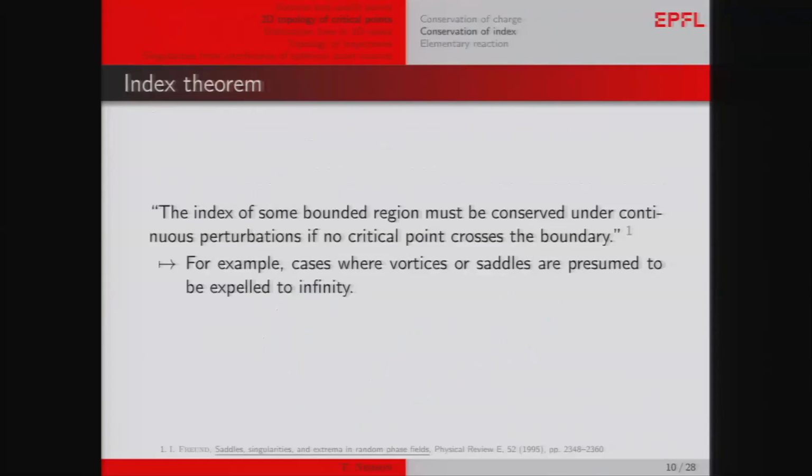Concerning the index theorem, it is the conservation of the index, topological index. Then it's quite easy. It just means that if you have an index, then it will be conserved in some bounded region. So for example, if you have a vortex, then you will need a saddle point. And if you don't see this saddle point that is lacking, if you just have one vortex, it just means artificially that this saddle point is expelled to infinity and you don't see it in the bounded region that you observe. So it's a bit artificial, but it will be useful.